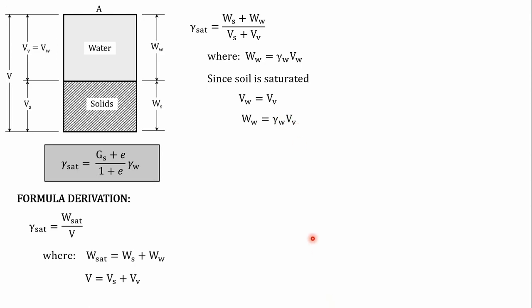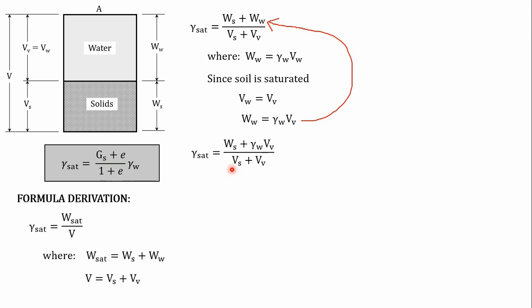And then, gawin natin, substitute natin to. Itong formula na to, substitute natin siya dito. So, saturated unit weight is equal to the weight of solids plus unit weight of water times volume of voids divided by volume of solids plus volume of voids. Yung target natin is how to come up to this formula. Unahin natin yung 1 plus e, para hindi tayo malito. Anong gagawin natin para magkaroon siya ng 1 plus e?